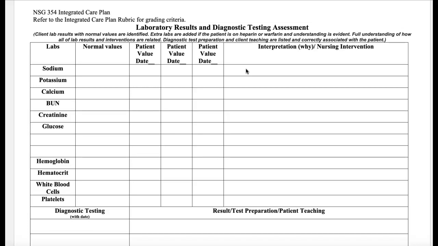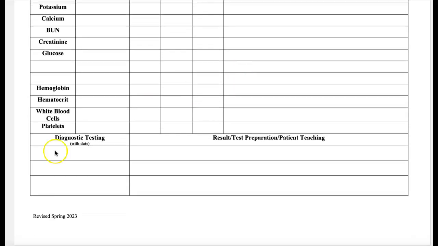And then what would those nursing interventions be? If they came in from diarrhea, we're going to be encouraging PO fluids if they're allowed, or we're going to be monitoring intake and output. So make sure that you're putting both of those parts in there. Diagnostic testing, again, put the date and what the testing is here, what the result is, if there's test preparation. So if they're just going for a chest x-ray and there's no prep, be sure to just write no prep.